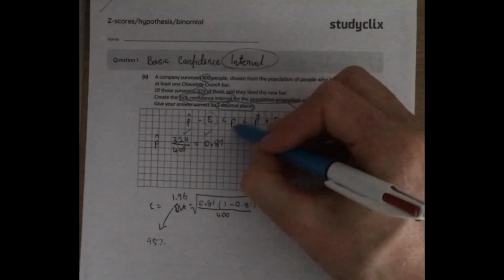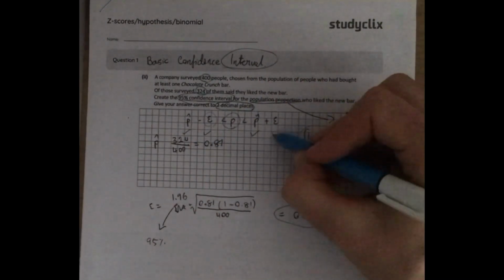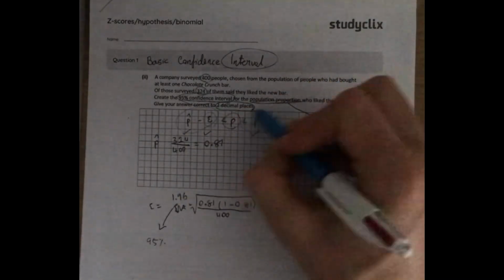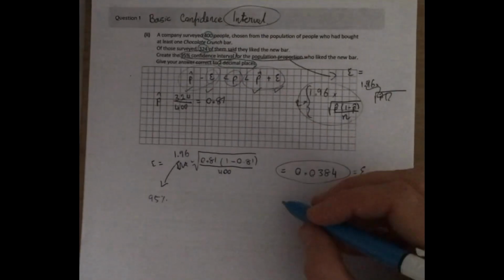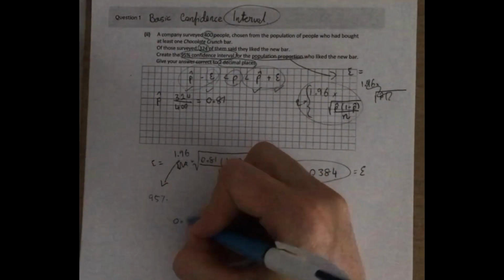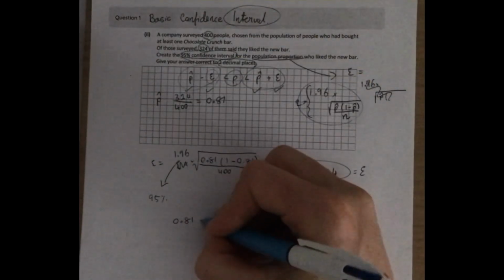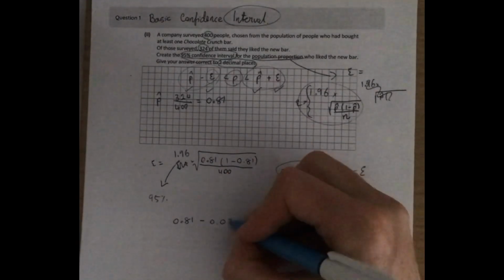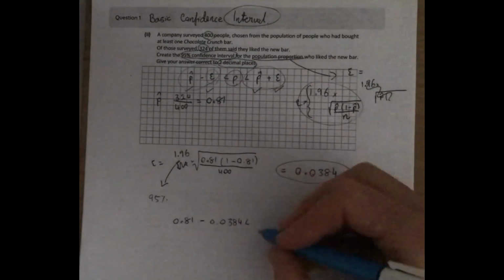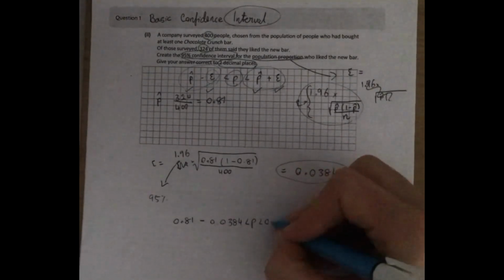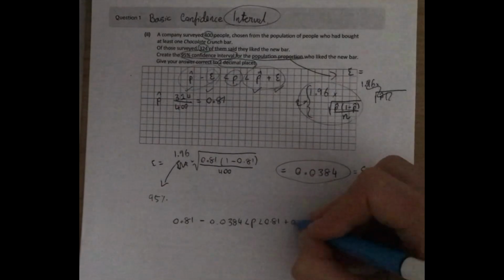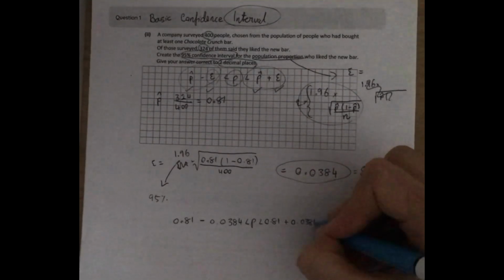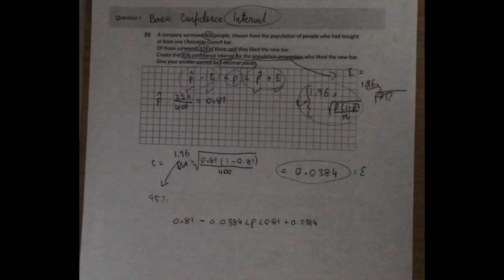So to finish off this question, I have my P hat, and I have E as well. Both sides of this are actually the same thing, just one is minus and one is add. So let's put these together and say it's 0.81. So P hat minus E, which is 0.0384, less than P, less than 0.81 plus 0.0384. And that's what we're looking at the moment.